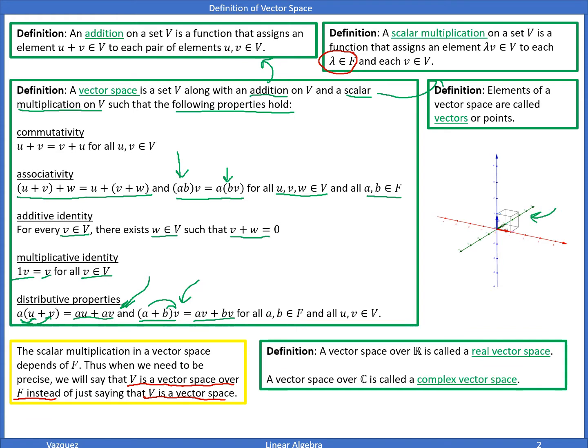Okay. And finally, the definition you probably already knew: a vector space over R, where the scalars are in R, is called a real vector space. And a vector space over C is called a complex vector space, where the lambdas are in C. That's the real and the complex vector space.